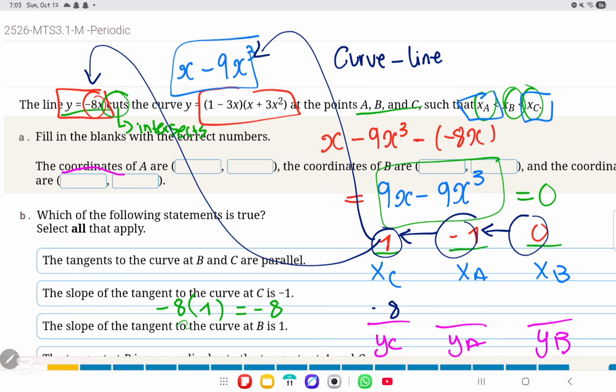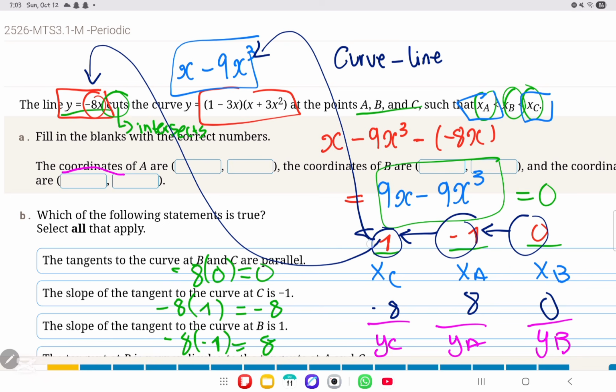Then same thing, if I did minus 8 times minus 1, I would get 8. So for this one I'd need to write 8. Now for the last one, it's minus 8 times 0, so that's 0. That means for this one I write it as 0.